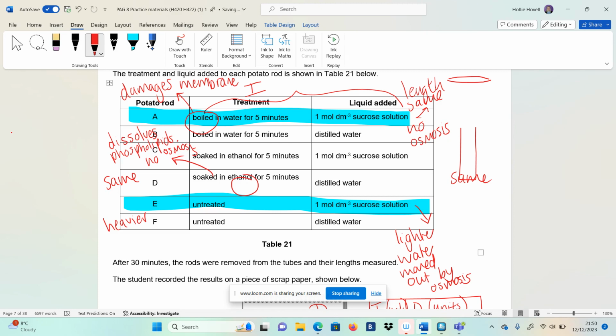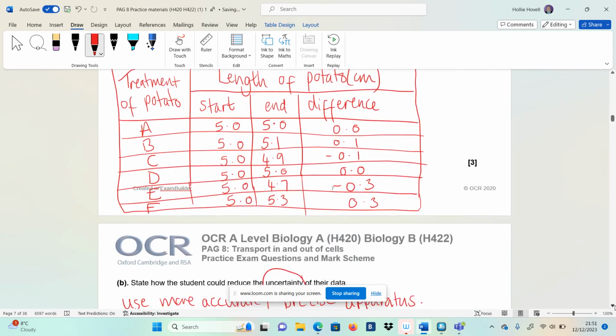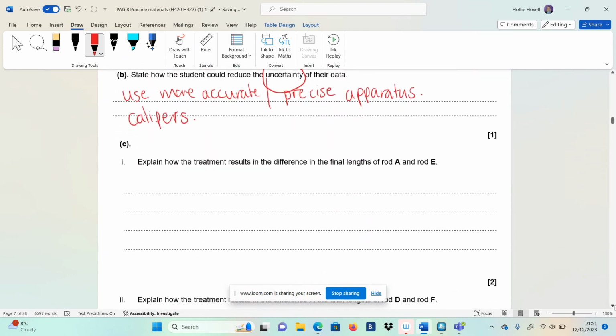This one was untreated, so we didn't damage the membrane, and that's why it got heavier. Explain why it got heavier: because water moved in by osmosis. Okay, so it's really explaining why things happen. So yes, it got heavier, but why did it get heavier? What was actually happening?